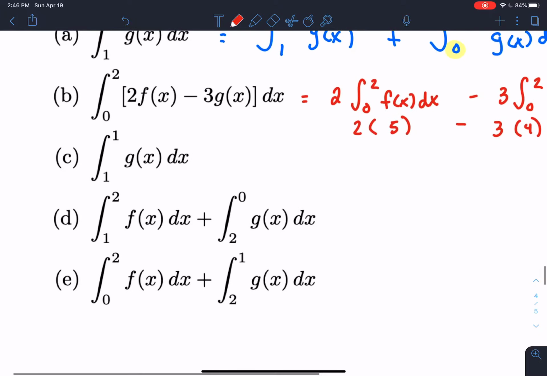Okay. Now the third one, you're going from negative 1 to 1, right? Now, if you're starting and stopping in the same place, you're not gathering any area whatsoever because you haven't moved anywhere, right? So if you don't move at all, then your answer is just 0.